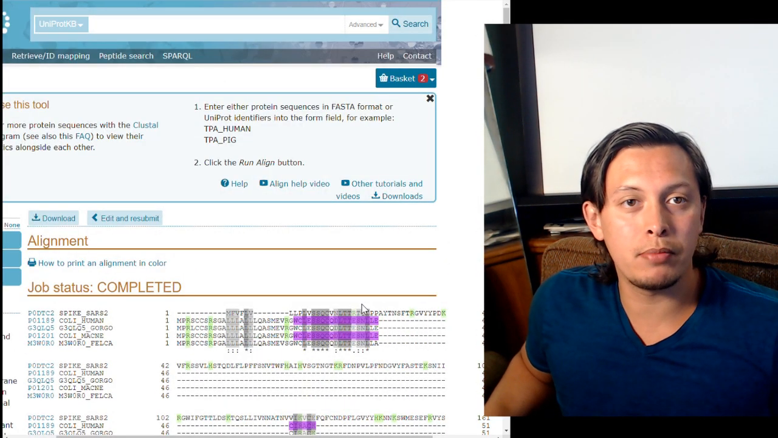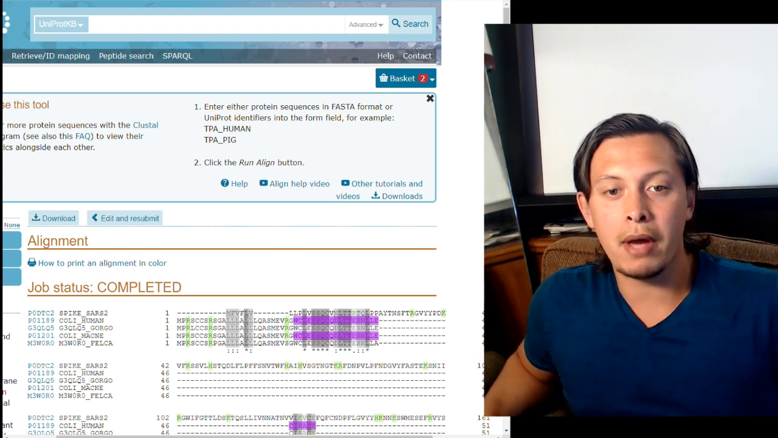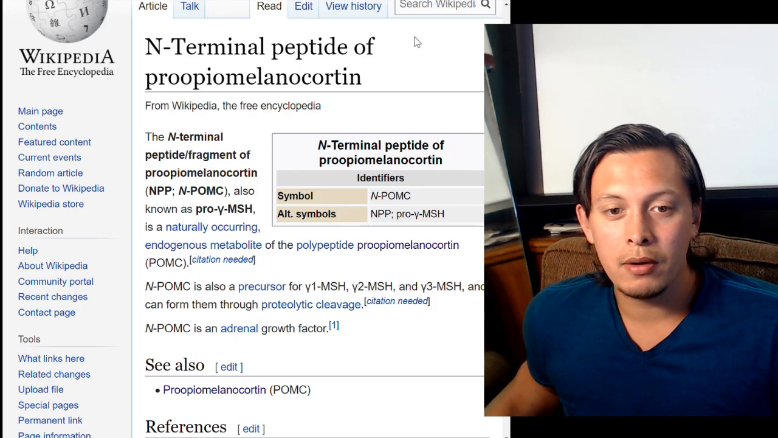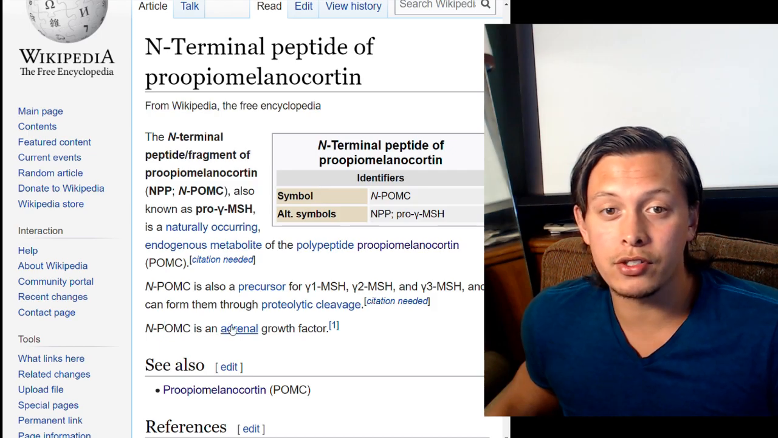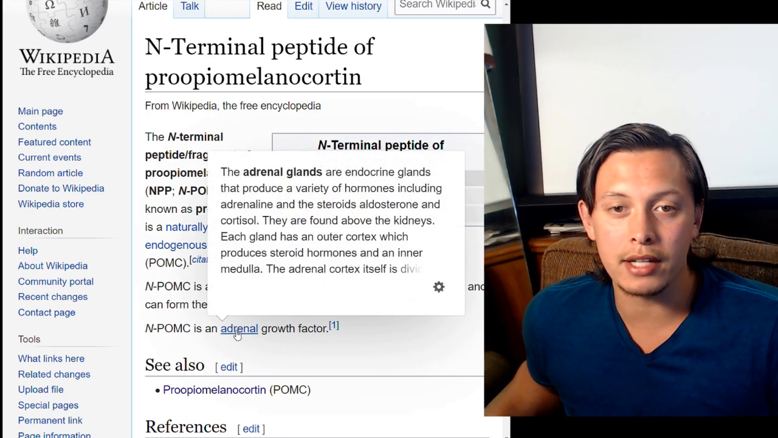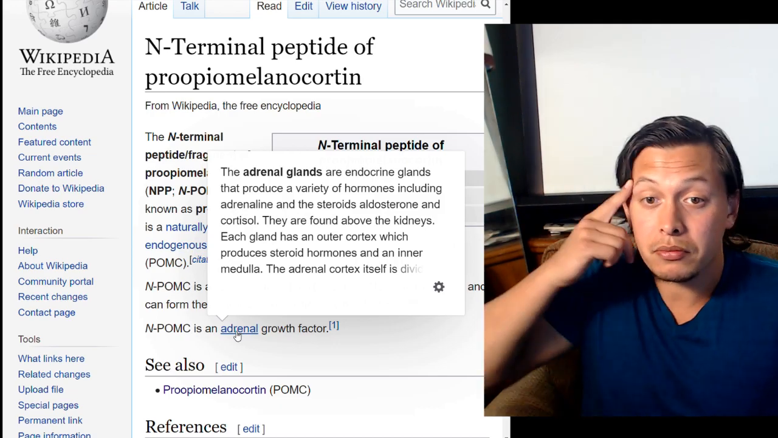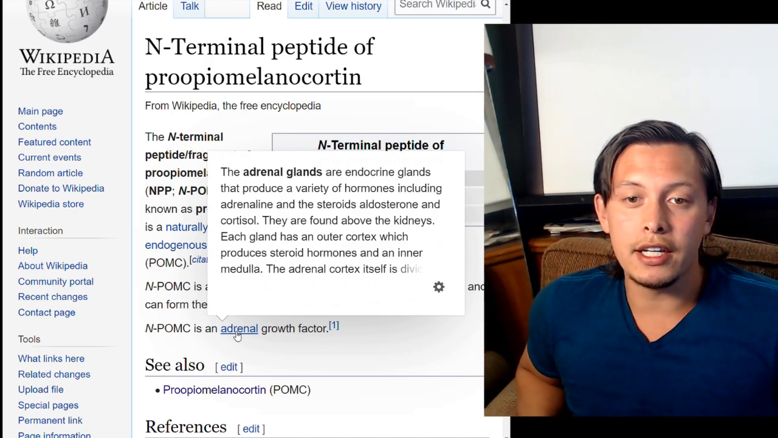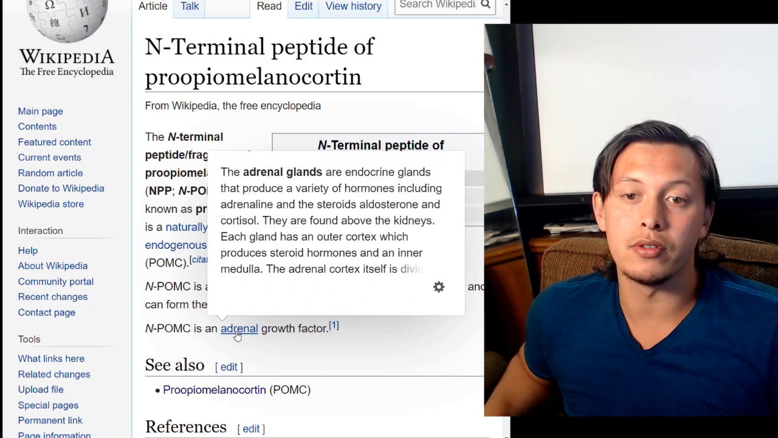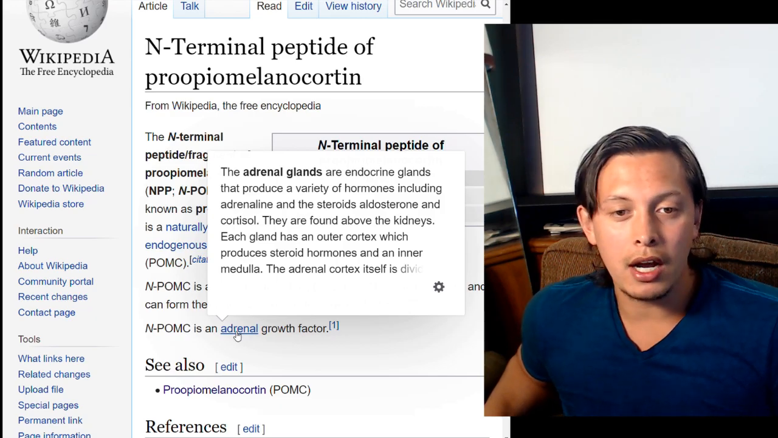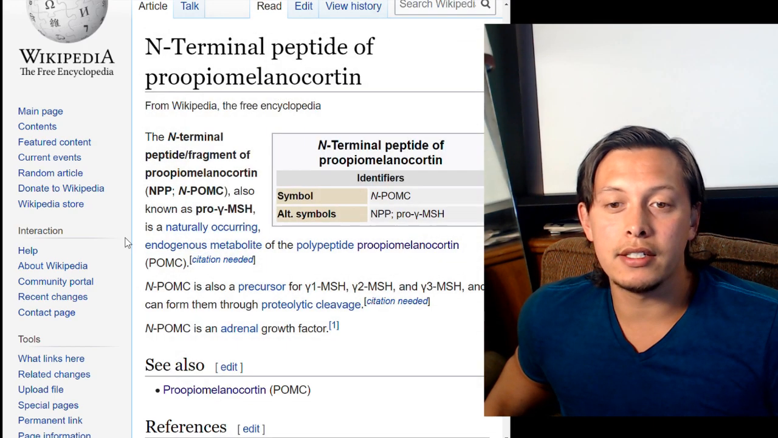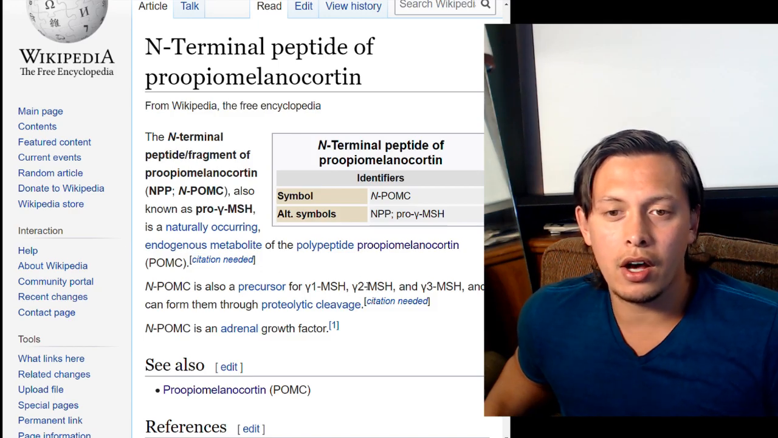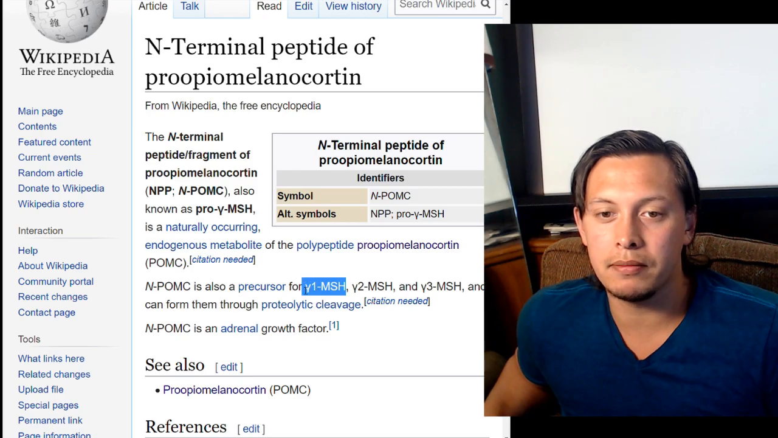Now, what does this particular peptide do? Well, this peptide is an important part of the adrenal cortex. So it's an adrenal growth factor. The adrenal glands are endocrine glands that produce a variety of hormones, including adrenaline and the steroid aldosterone and cortisol. They are found above the kidneys, and each gland has an outer cortex which produces steroid hormones and an inner medulla. Regardless, this is a naturally occurring endogenous metabolite, and it is a precursor to these other peptide hormones.